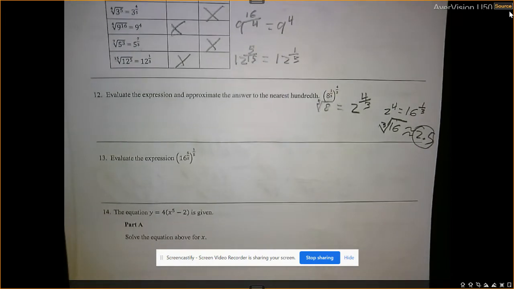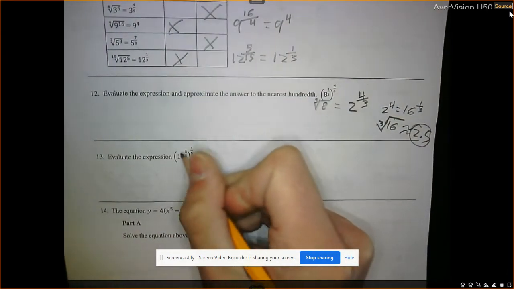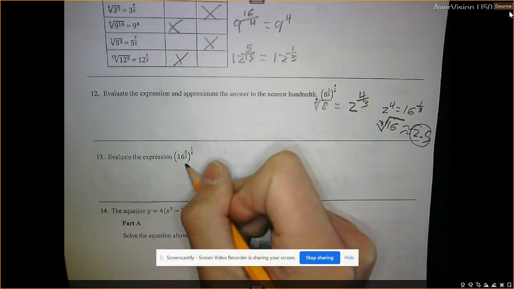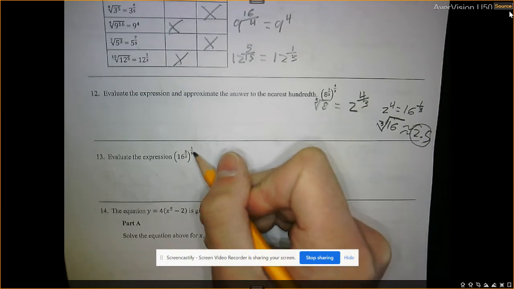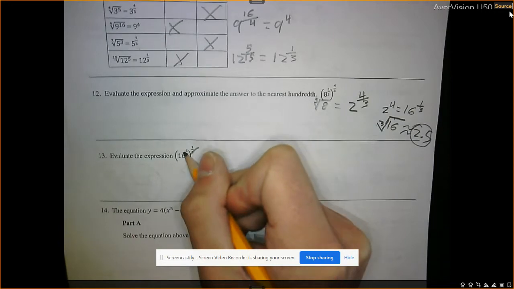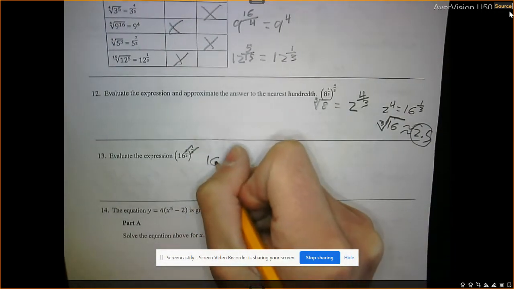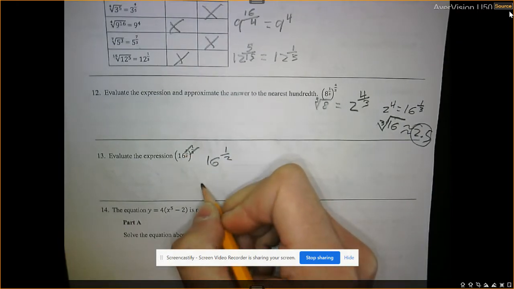Okay, moving down to number 13. When you look at this, we have to multiply our exponents here. That is the rule when you see an exponent to an exponent. You multiply your exponents. Well, if you're going to multiply 1/5 times 5 over 2, the 5s are going to cancel there. So really, you end up with 16 to the 1/2 then, because the 5s are canceling.